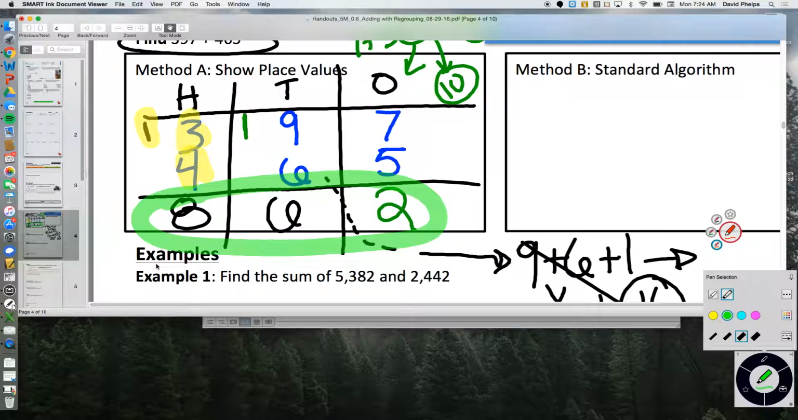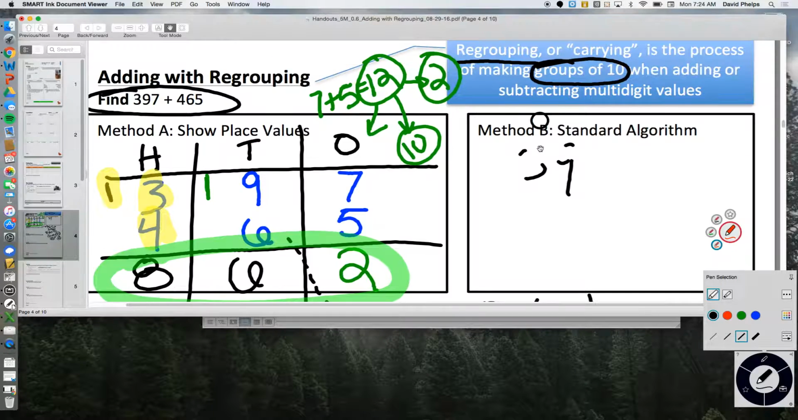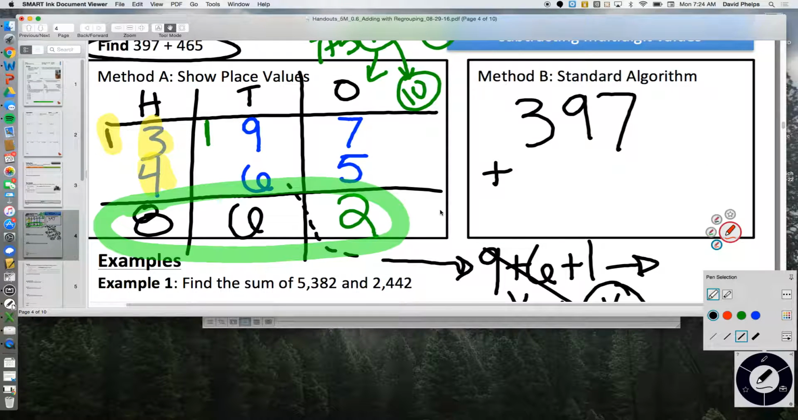Now some of you might already know the next method, the standard algorithm. Here's how we set it up. Take your pencil. Here we go. We've got 397 plus 465. Oops, that was the wrong number. 465. Add these puppies up.